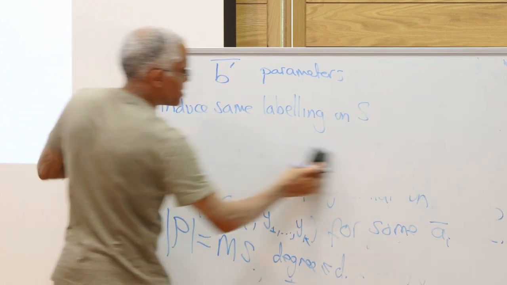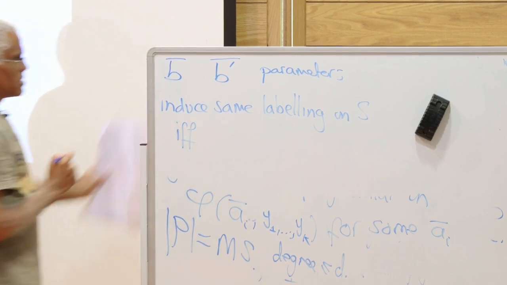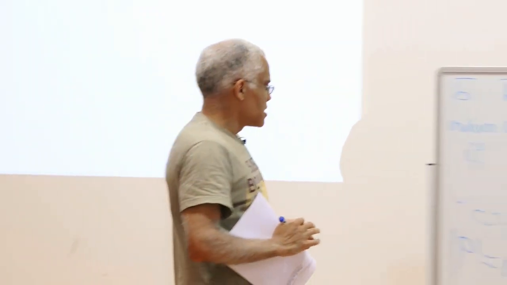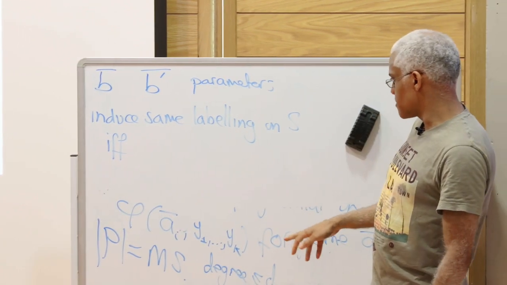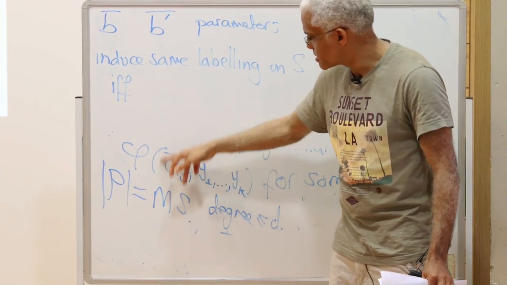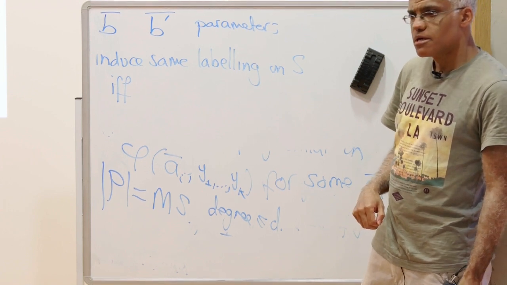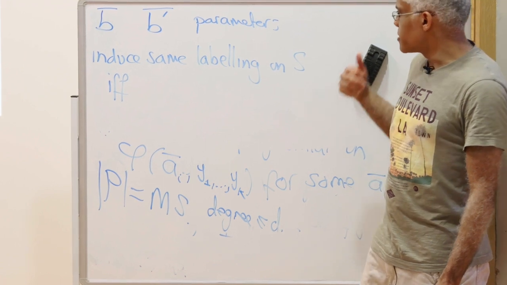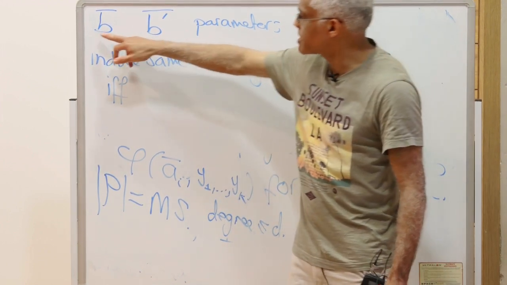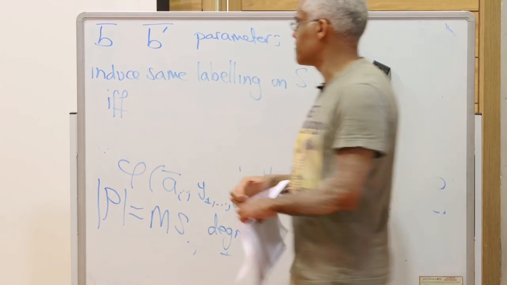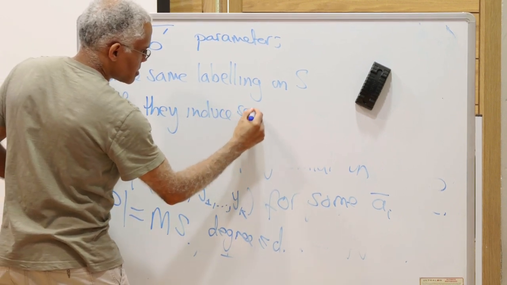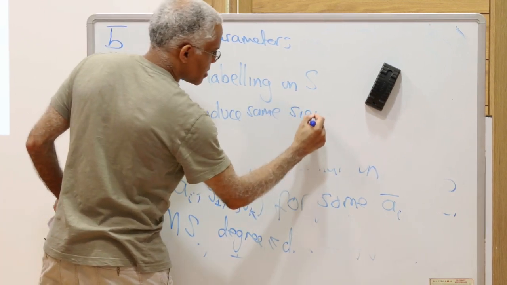Well, actually, can someone tell me if and only if what? So these two parameters are going to induce the same labeling on S if and only if I want to say something about the polynomials in P. So the polynomials in P are all polynomials I get by instantiating these elements of S. Yeah, exactly. So they induce the same labeling if, so I take the polynomials in P, these are polynomials in the parameter variables, if these polynomials have the same sign on B as on B prime. So if and only if they induce the same sign assignment on P.